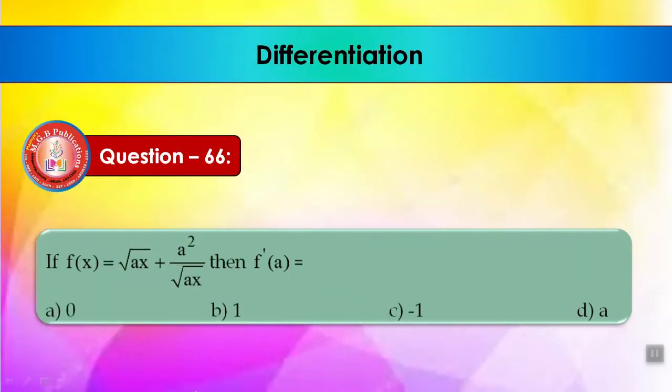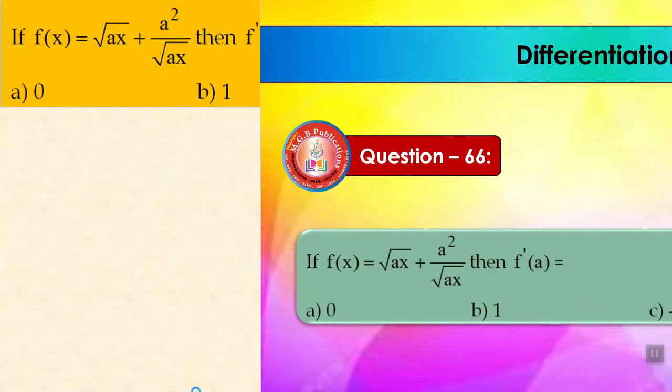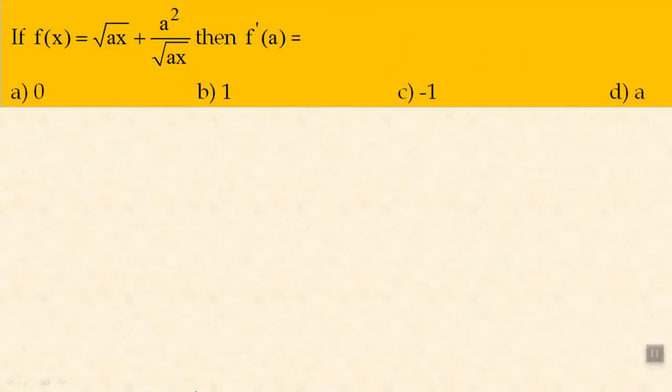Dear students, see the question number 66. Read the question and write it. The question is, if f of x is equals to root ax plus a square by root ax, then f dash of a is equals to. Options are 0, 1, minus 1, a.